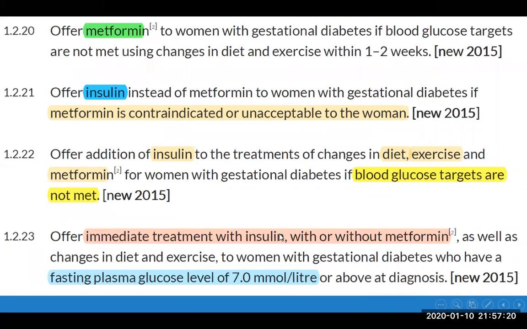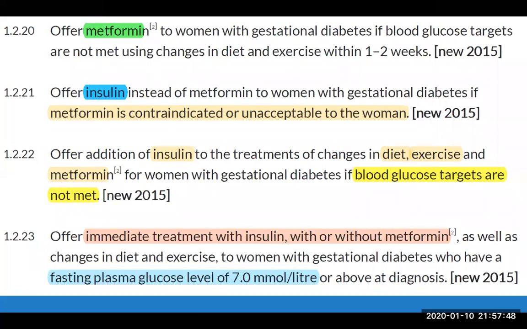Immediate treatment with insulin, with or without metformin, if fasting blood sugar is more than 7. This is very important. In any case of GDM, if fasting blood sugar is more than 7, we must start insulin immediately, with or without metformin. And of course, lifestyle, diet, and exercise must be for every case. Okay? This is a typical question in the exam.